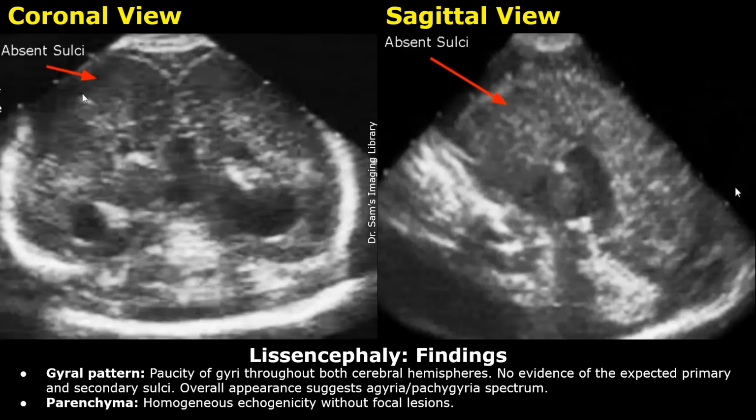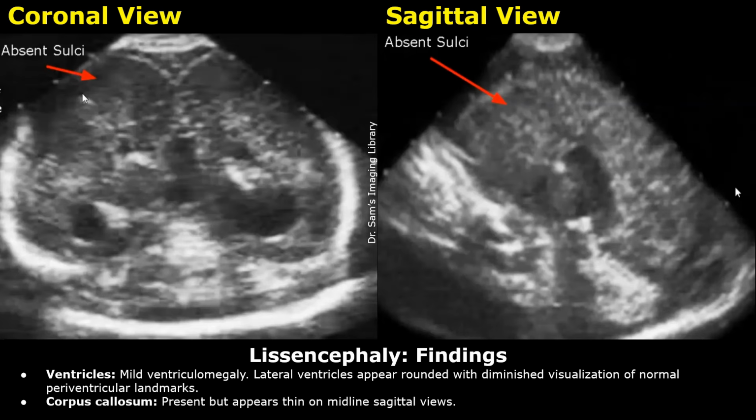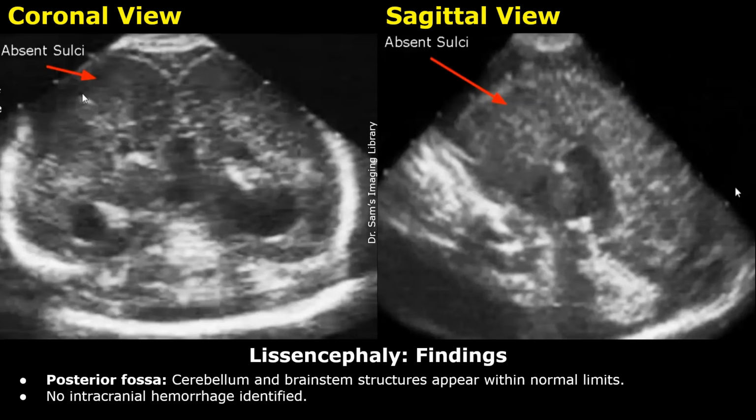Parenchyma: homogeneous echogenicity without focal lesions. Ventricles: mild ventriculomegaly. Lateral ventricles appear rounded with diminished visualization of normal periventricular landmarks. Corpus callosum: present but appears thin on midline sagittal views. Posterior fossa, cerebellum, and brainstem structures appear within normal limits. No intracranial hemorrhage identified.